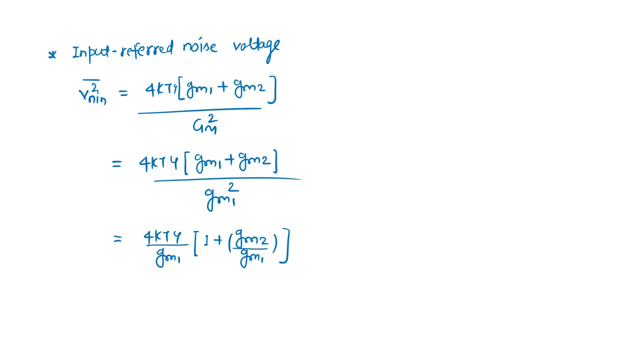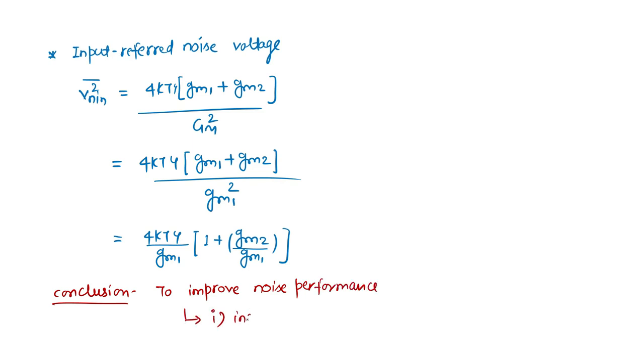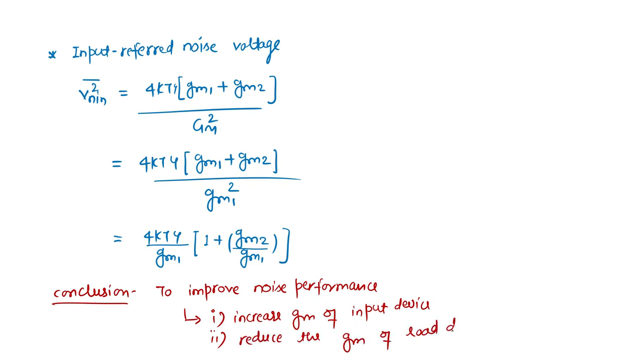Now, if you want to optimize, if you want to reduce this input referred noise for this circuit, then what are the conclusions? Gamma is of course 2/3. Conclusion: to improve noise performance, one, increase GM of the input device, and second, reduce the GM of the load device. In general this is what happens, and there are limitations for that also.